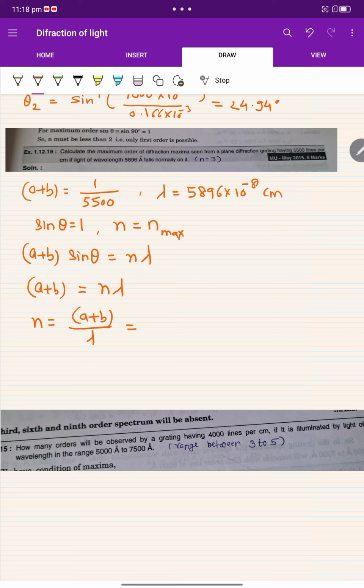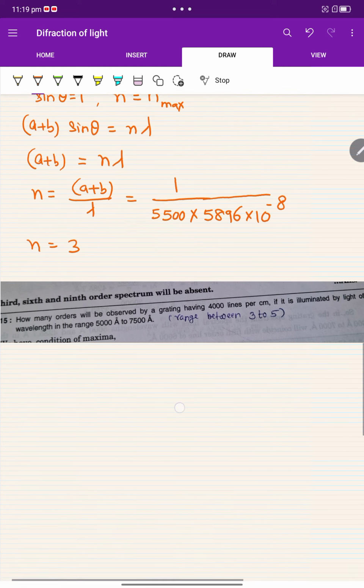So when we substitute the values, we'll get 1 divided by 5500 multiplied by 5896 into 10 to the power minus 8, and when we calculate this, we'll get n equals 3. So maximum order is 3. Let's move towards the next question.